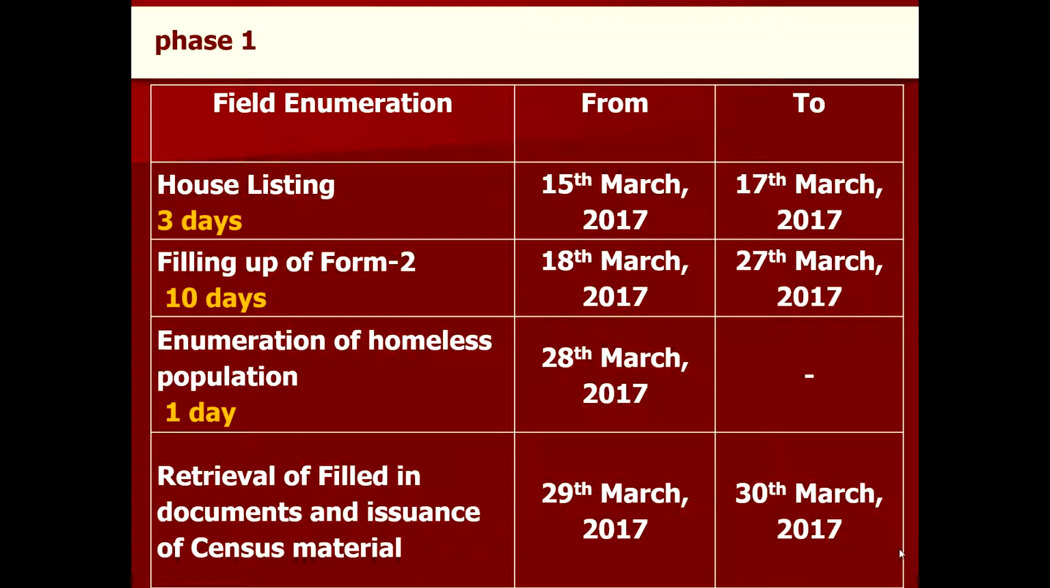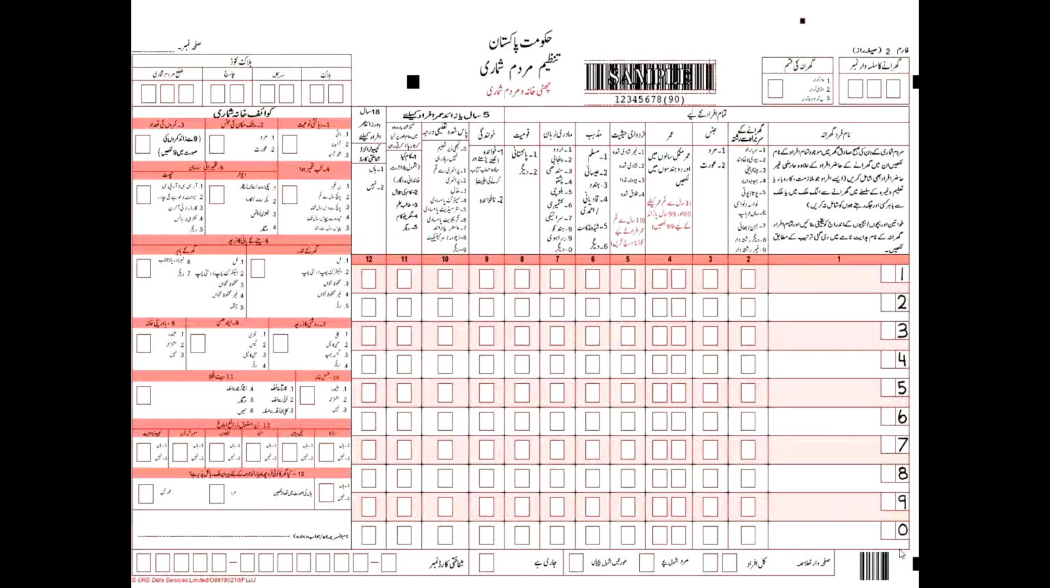And then the documents were retrieved by the monitoring team, and they were sent to the monitoring officers, and then from monitoring officers to the cells which were established, and then they were collected in the Bureau of Statistics of Pakistan. This is the form to show you how the government of Pakistan has conducted census.